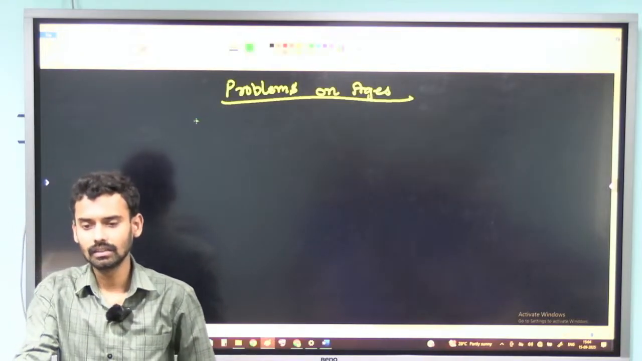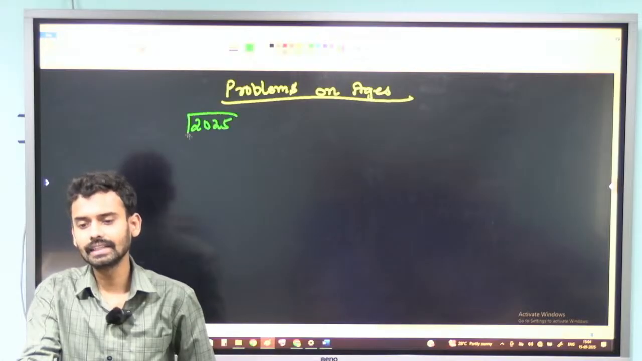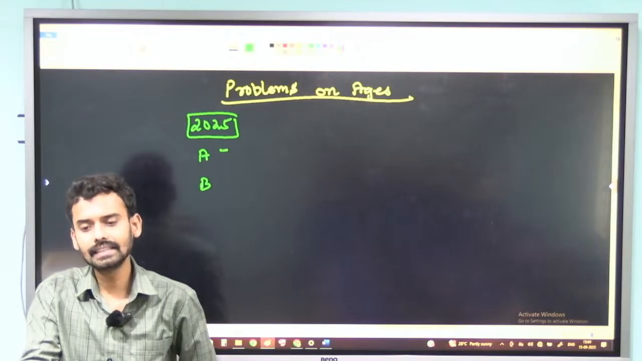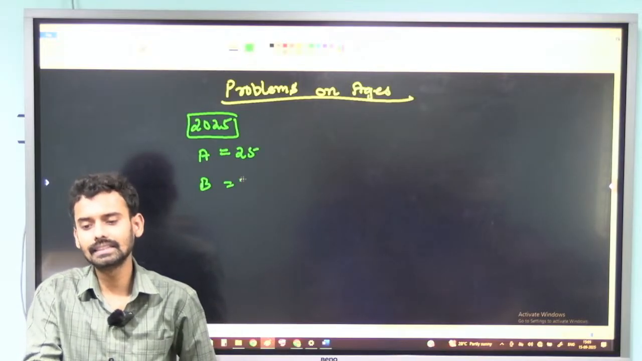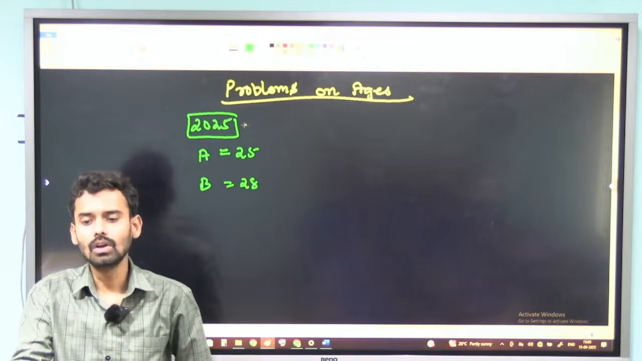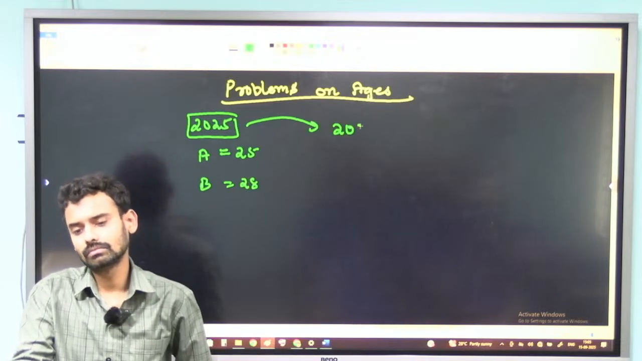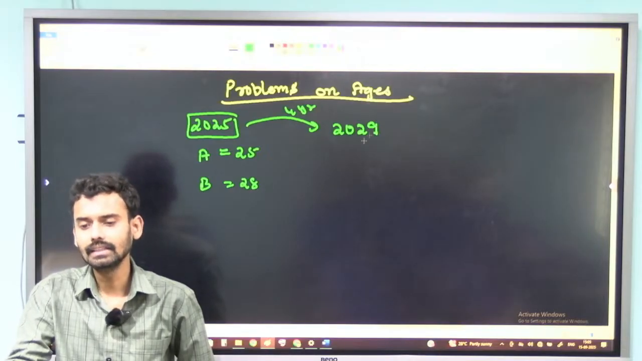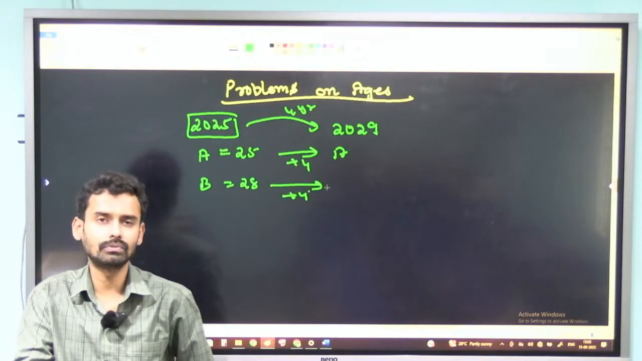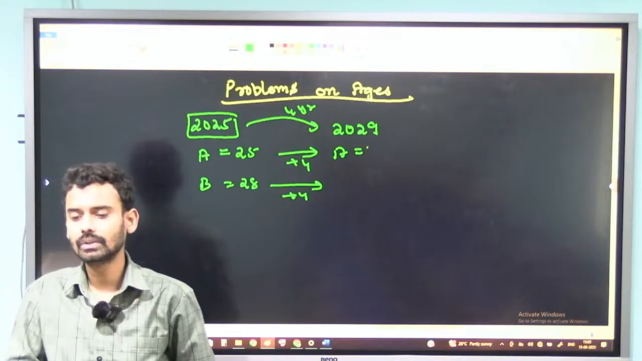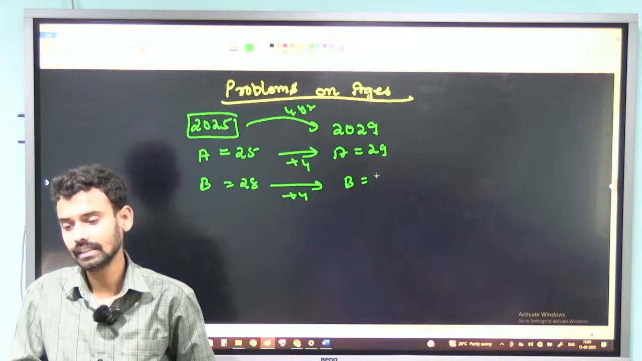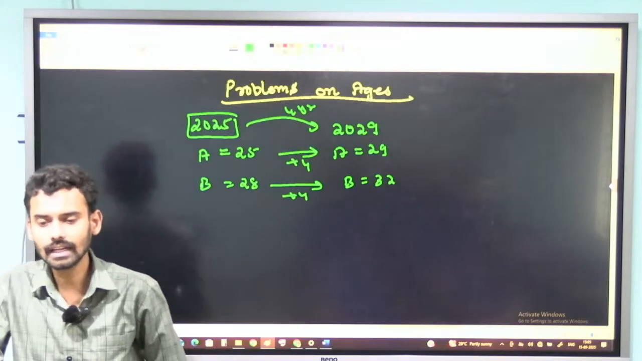Suppose I consider this is 2025, and I consider some person as A and one more person as B. A's age, let's say, is 25 years and B's age, let's say, 28 years. Now after 4 years, in 2029, A's age will increase by 4, B's age will also increase by 4. So A's age here will be 29 and B's age here will be 28 plus 4, that is 32 years. Here you can observe two things.